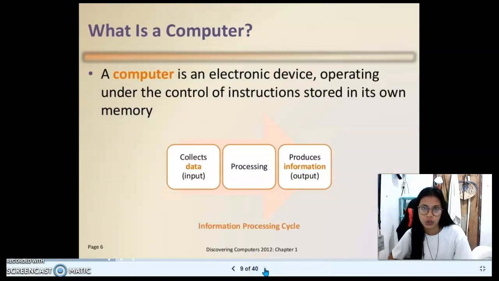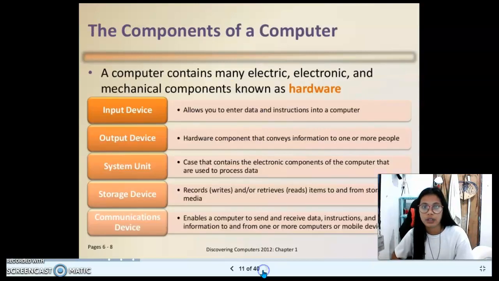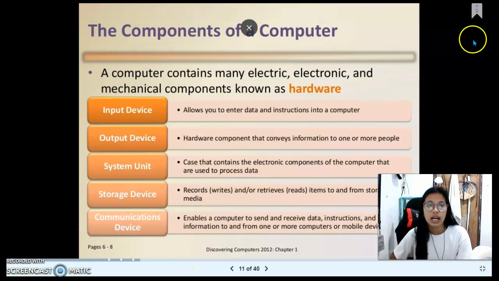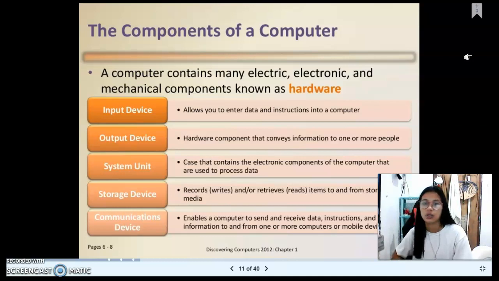So, what is a computer? A computer is an electronic device operating under the control of instructions stored in its own memory. It collects data, or input, and processes it to produce information, or output. So, the components of a computer. A computer contains many electronic and mechanical components known as hardware: input devices, output devices, the system unit, storage devices, and communication devices.